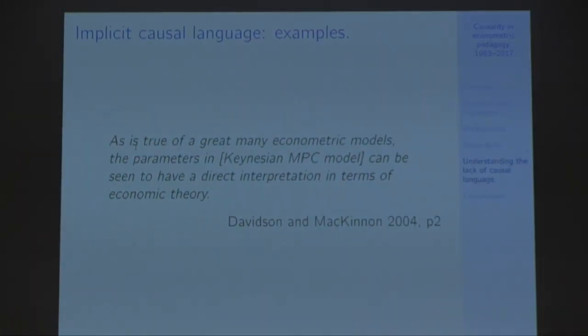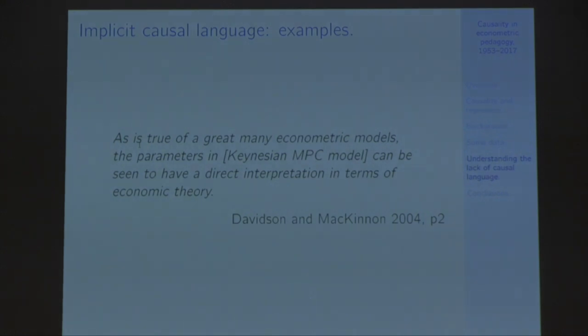Davidson and MacKinnon, which is a very abstract, very mathematical regression handbook, says on page 2 that as is true of a great many econometric models, the parameters of this little Keynesian system they're considering can be seen to have a direct interpretation in terms of economic theory.